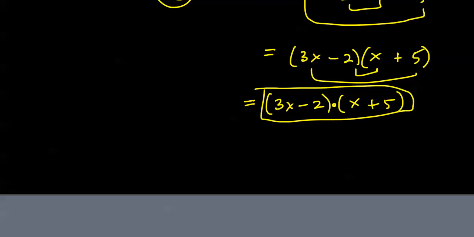Alright, it's a little harder when that lead coefficient gets big. Let me give you another example here. 8x squared minus 26x minus 15. Alright, things get a little nastier when the lead coefficient gets big here.